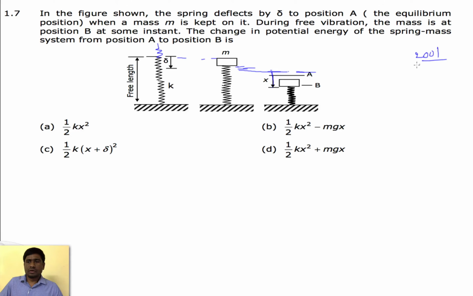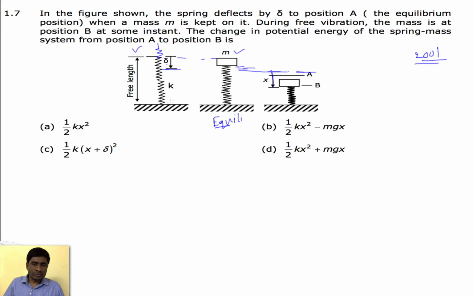So this is in 2001. So this is the initial position when there is no mass on this one. So we kept a mass m on this one. Because of this mass, there is an initial stretch in the spring. So this is the equilibrium position because we haven't given any perturbation or disturbance. So when it is in the equilibrium position, what happens? Let's say the initial displacement in the spring is delta.